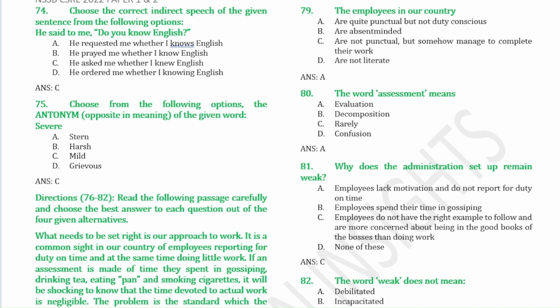Choose from the following options the antonym. Antonym means the opposite in meaning. Synonym means the same meaning. So here we have to choose the antonym for severe. Severe means harsh, stern, or grievous. So the antonym for severe will be mild.